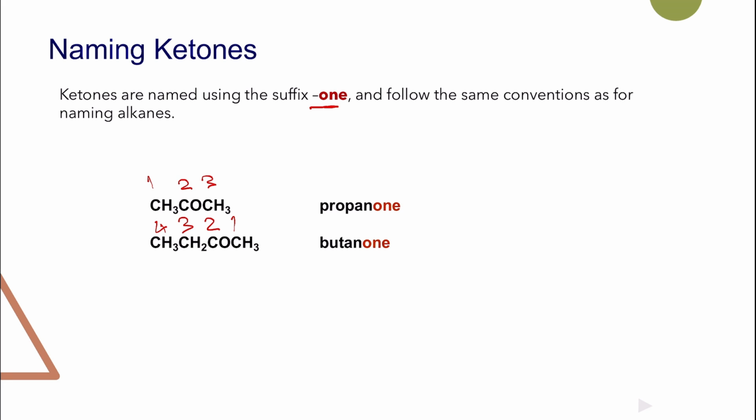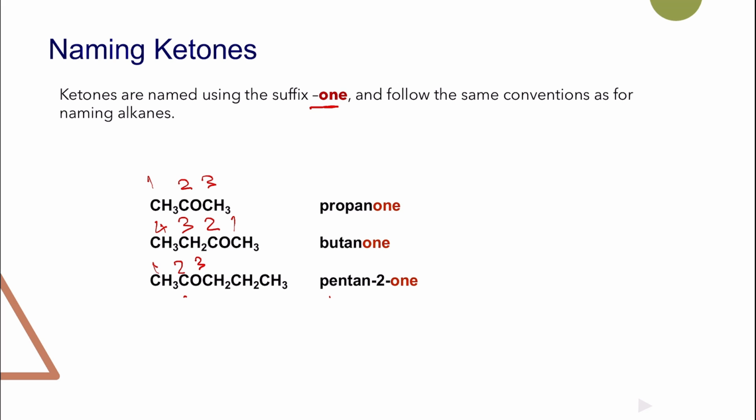Normally, when we name the ketone, you should describe exactly where the carbonyl group is. However, for propanone and butanone, the carbonyl group will always be on carbon number 2, so you don't have to say propan-2-one or butan-2-one because it will always be carbon number 2. However, if you have something like pentanone, you could have pentan-2-one like this one. So 1, 2, 3. This is carbon number 2 with the carbonyl group.